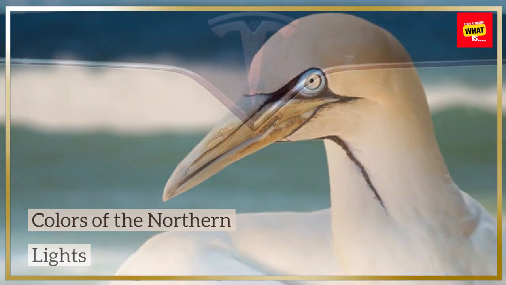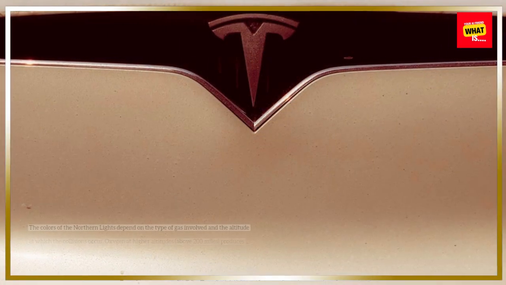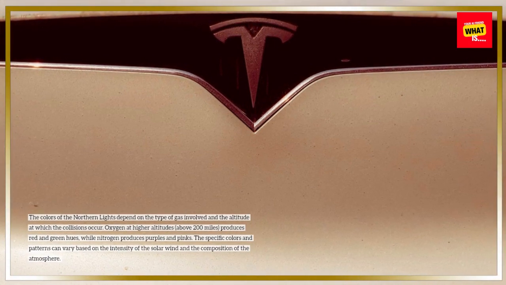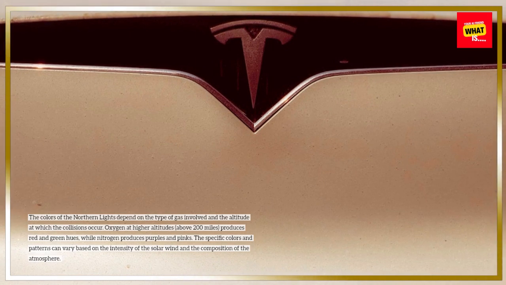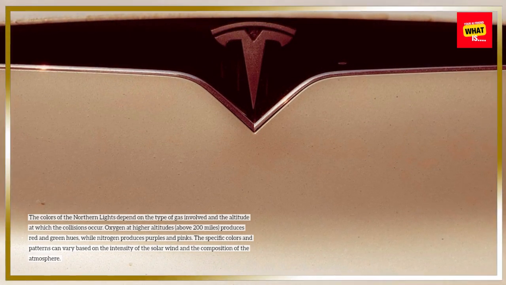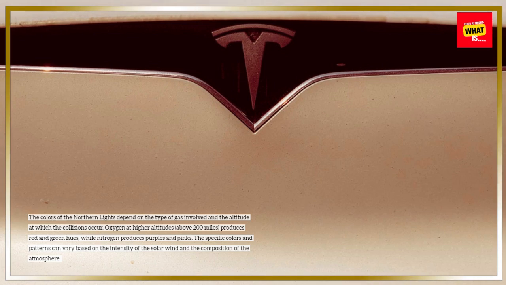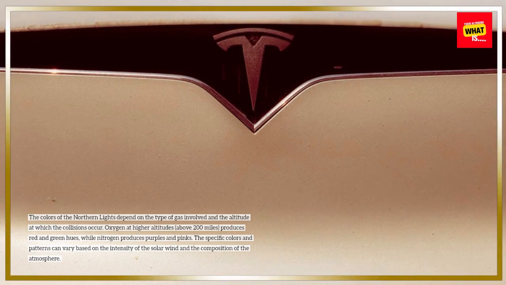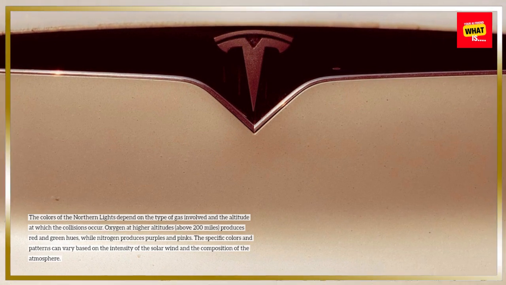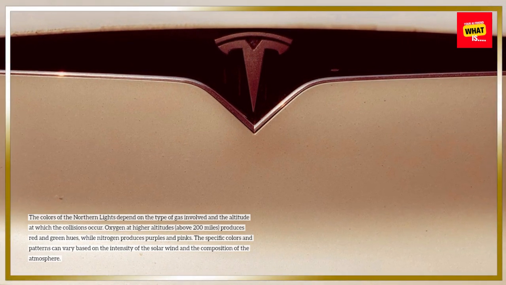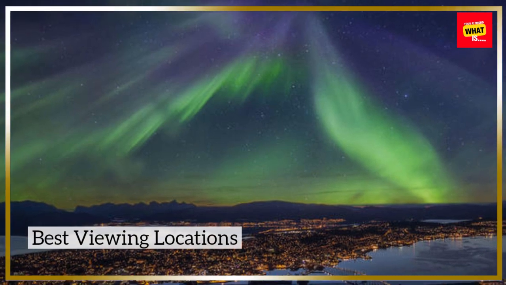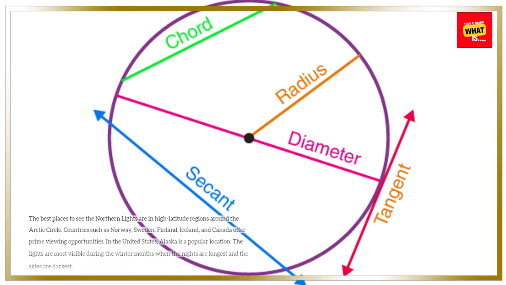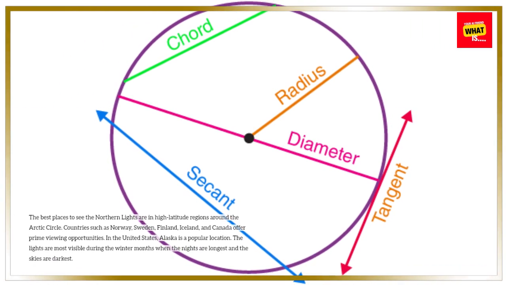Colors of the Northern Lights. The colors of the Northern Lights depend on the type of gas involved and the altitude at which the collisions occur. Oxygen at higher altitudes, above 200 miles, produces red and green hues, while nitrogen produces purples and pinks. The specific colors and patterns can vary based on the intensity of the solar wind and the composition of the atmosphere.